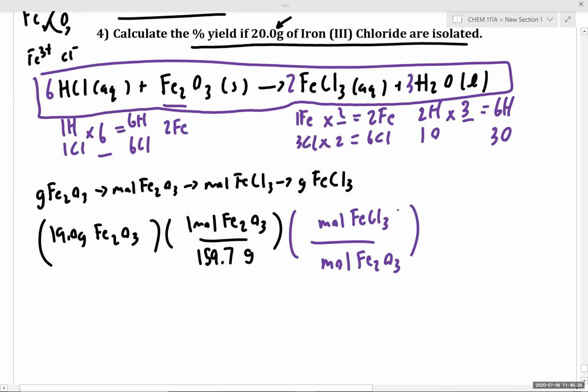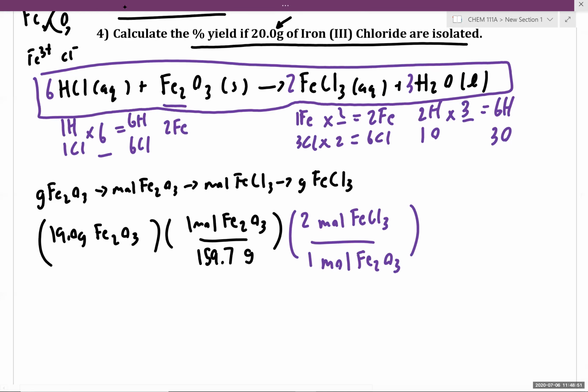So what is our mole to mole ratio of iron 3 chloride to iron 3 oxide? Is it 1 to 1, 2 to 1, 3 to 1? This mole to mole ratio, it's the backbone of chemistry. So what is it for this reaction? Yep, 2 to 1, exactly right, perfect.